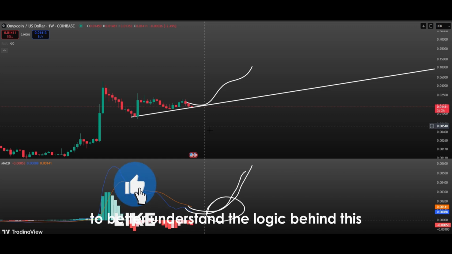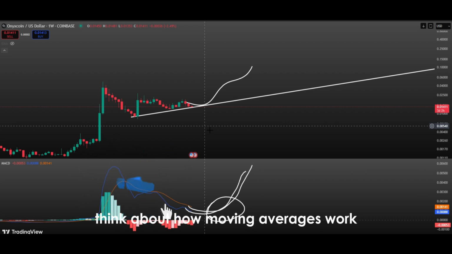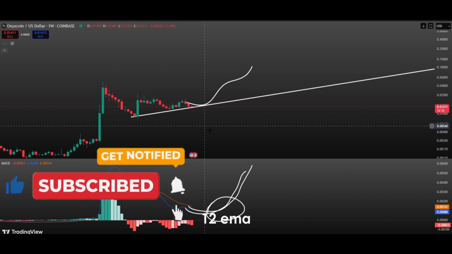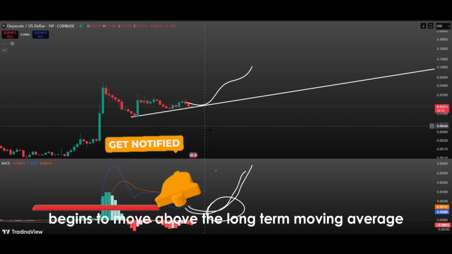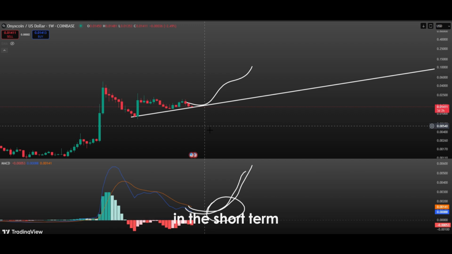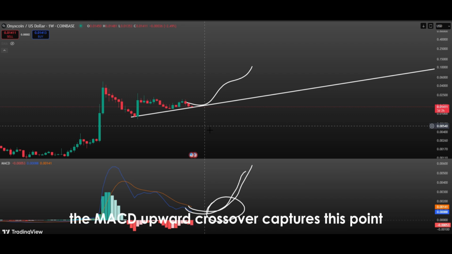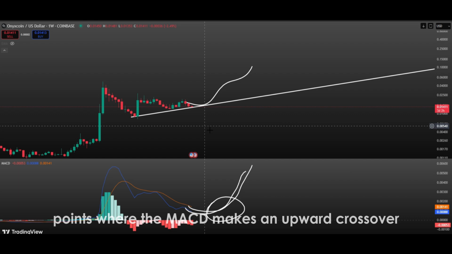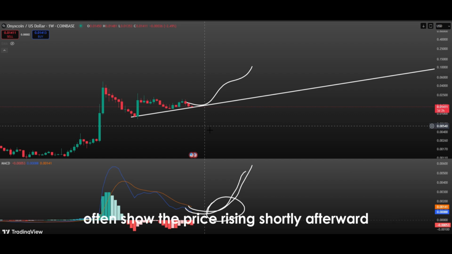To better understand the logic behind this, think about how moving averages work. When the short-term moving average, 12 EMA, begins to move above the long-term moving average, 26 EMA, it shows that prices are rising faster in the short term. This indicates that buyers are gaining strength in the market and the trend may be turning upward. The MACD upward crossover captures this point and gives investors an early warning. When looking at price charts, points where the MACD makes an upward crossover often show the price rising shortly afterward.